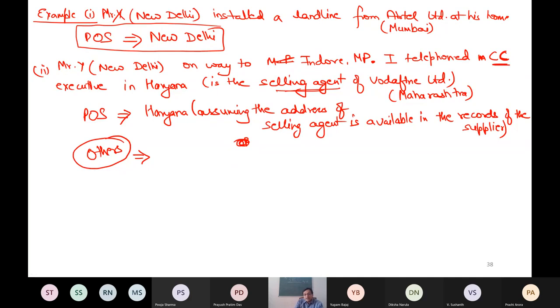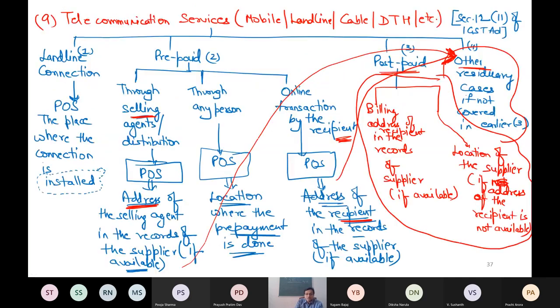Other case is that, now see where my cursor is moving, if address is not available, I cannot simply say Maharashtra, I will study others. In others, address of the recipient is the answer, if this address is available. If this address is not available, then supplier's address. Right now, Haryana is not the address of recipient, it is the address of selling agent. So my answer will be New Delhi.